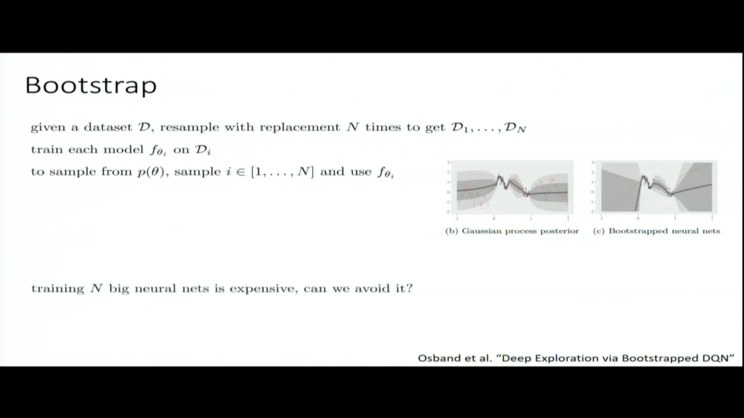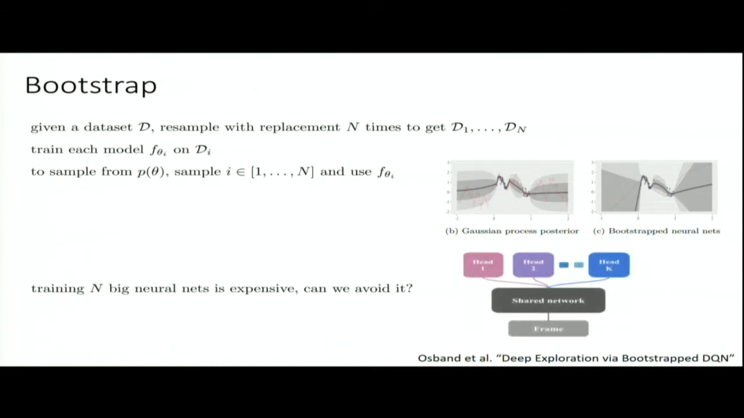OK, there's actually another issue, and there's another corner that we can cut. So training n big neural nets is actually kind of expensive. Perhaps we can avoid it somehow. So a little optimization, which is not necessarily theoretically motivated, but seems to work reasonably well in practice, is to not actually train n completely separate neural networks. If your networks are, for example, big convolutional networks that are processing images, maybe images from the Atari games, instead of training n networks that are completely separate, you can actually train one network with many heads.